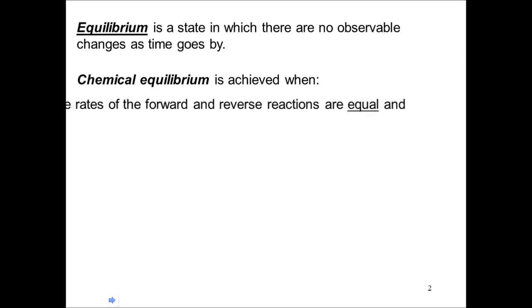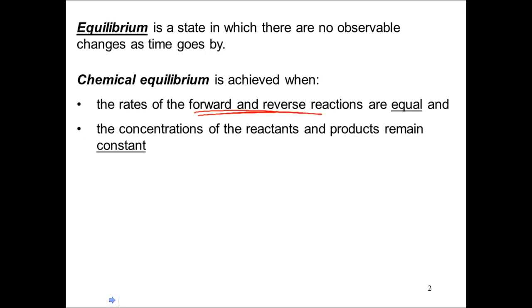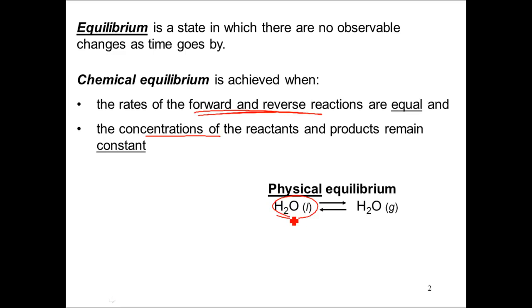So on slide 2, equilibrium is a state in which there are no observable changes as time goes by. Your biological term for this is homeostasis. Chemical equilibrium is achieved when the rates of the forward and reverse reactions are equal and the concentrations of the reactants and products remain constant. Over on the right here, this is physical equilibrium. Again, what we saw in that first slide, we had water in the solid form, the liquid form, and then in the gas form, and they were all in equilibrium on that nice day.